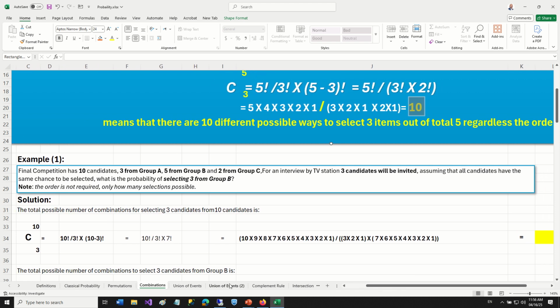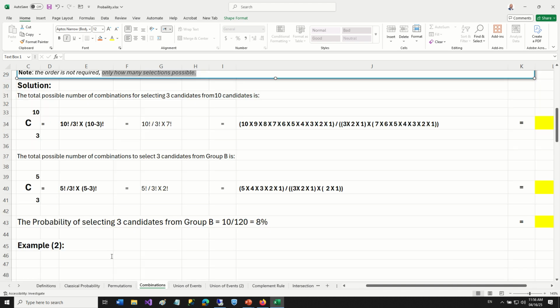Okay, look at this example. A final competition has 10 candidates: 3 from group A, 5 from group B, and 2 from group C. For an interview by a TV station, 3 candidates will be invited. Assuming that all candidates have the same chance of being selected, what is the probability of selecting 3 from group B? Note, the order is not required, only how many selections are possible. So in this question, we need the combinations, not the permutations. Okay, see the solution now.